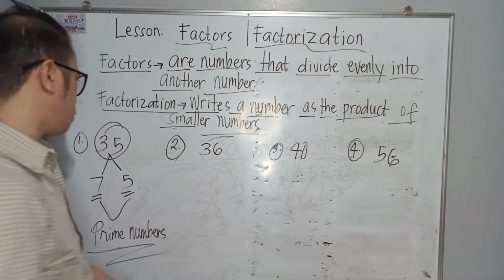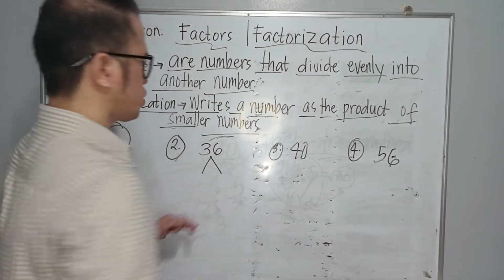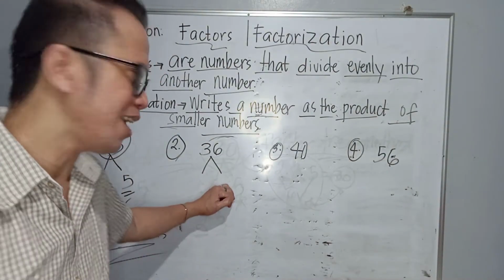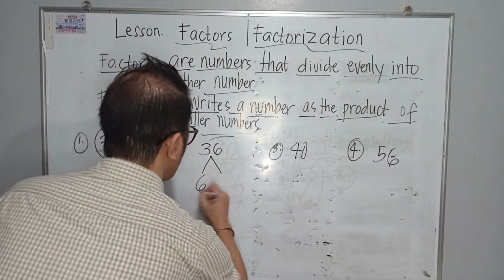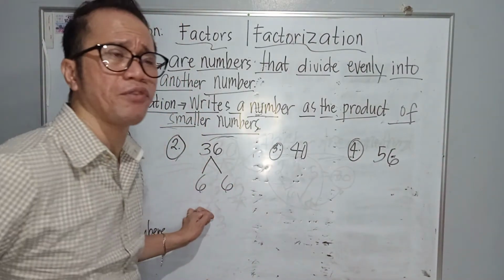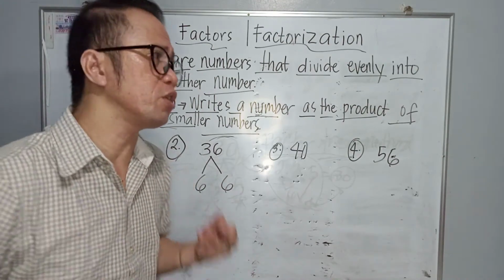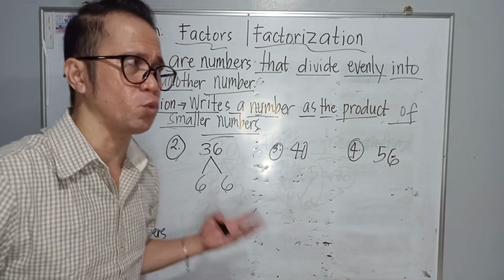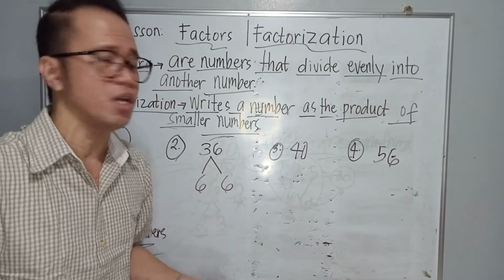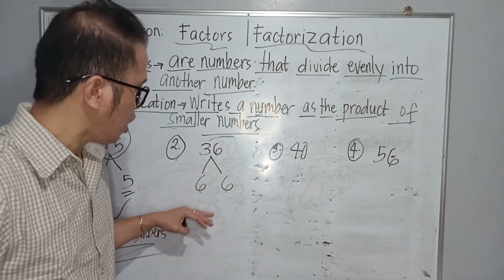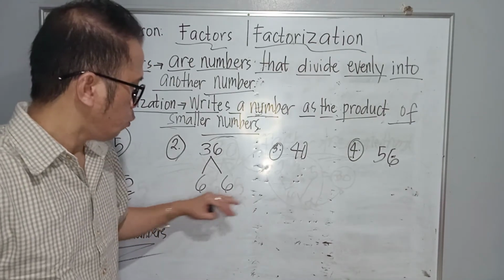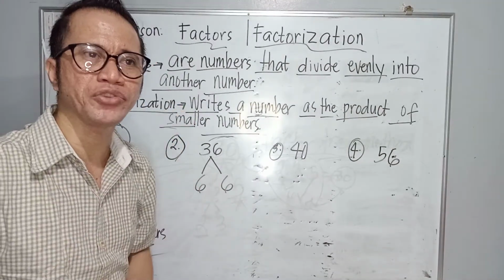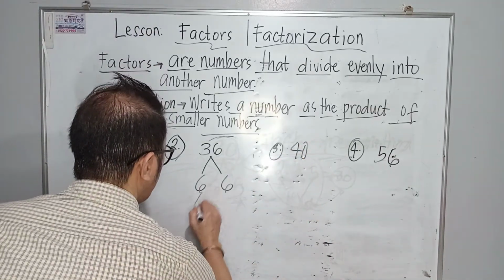Next, we're going to proceed to number 2. 36. What are the factors of 36, my dear viewers? Okay, here we go. Let's have first 6 and 6. Teacher, we have another pair of numbers for 36. Yes, even though you have other numbers for 36, the result is still the same. Even if it's 12 times 3 or something like that, you can do whatever you want. But me, I'm going to use 6. Can we still factor 6? Yes or no?